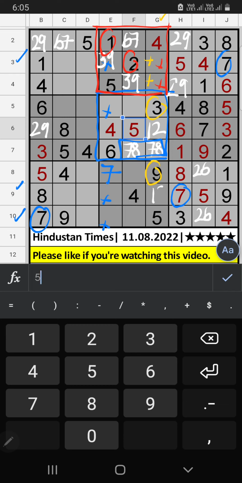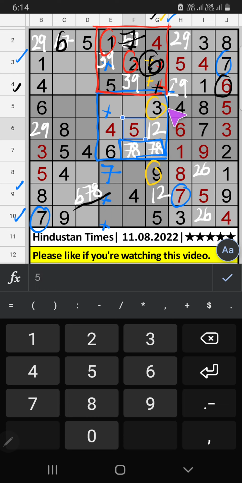Column G, 3 numbers are remaining: 6, 7, 8. Fourth row, we already have 6. So 6 can't come in the cell, then 6 is confirmed here. Since 6 is here, 6 can't come in the cell, 6 is confirmed here. Then 7 is here.